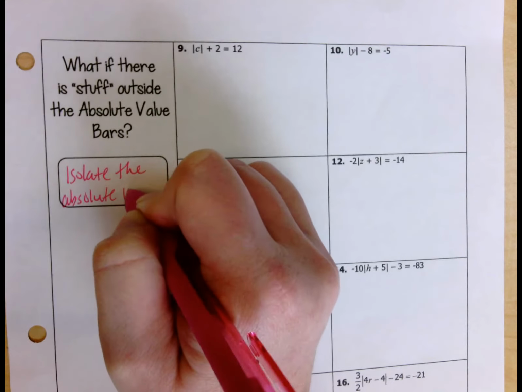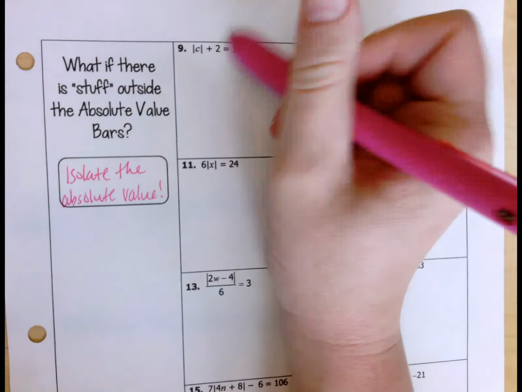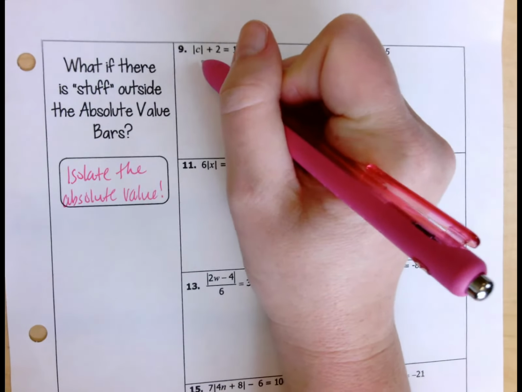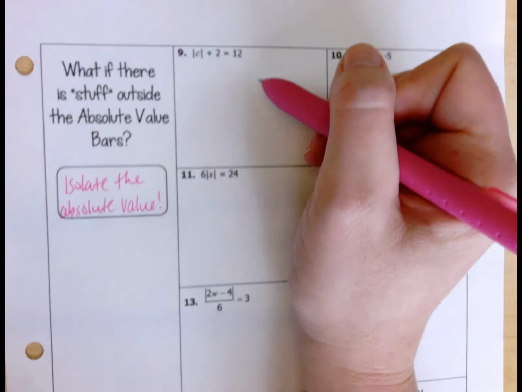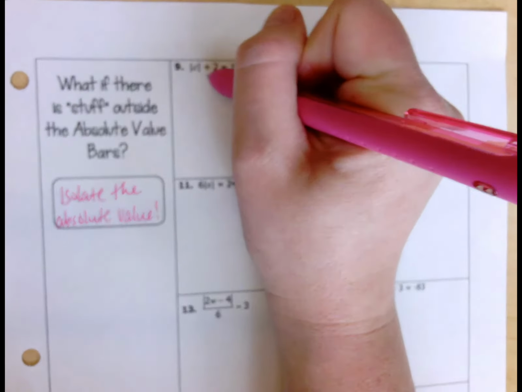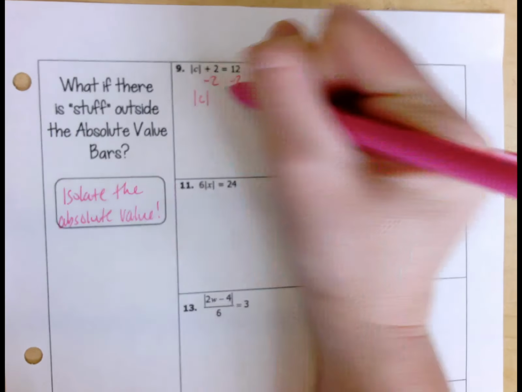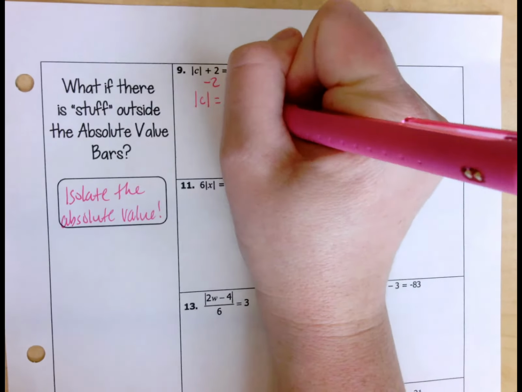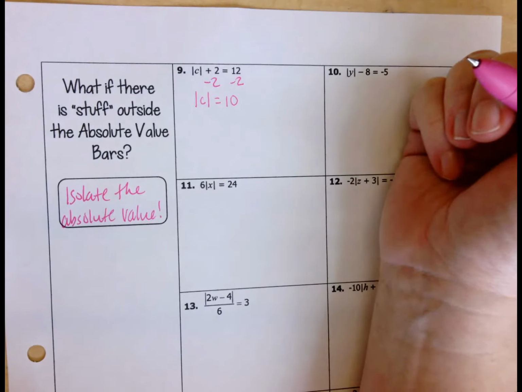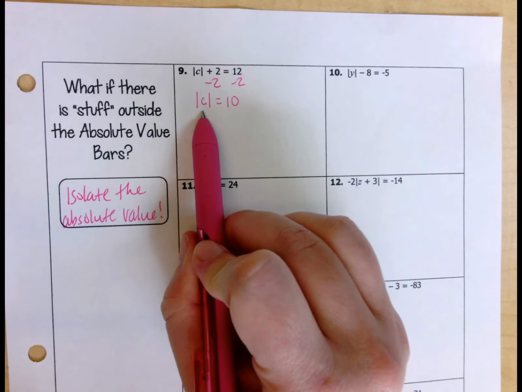That is what you're going to do. That means you are going to move anything that is next to it to the other side of the equation. So in this case, I'm going to isolate it by subtracting 2. So I am left with the absolute value of C is equal to 10. Now that it's isolated, I move to step 2.